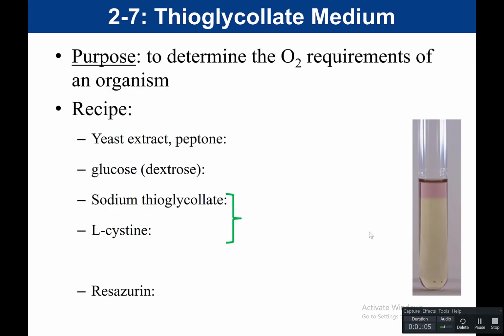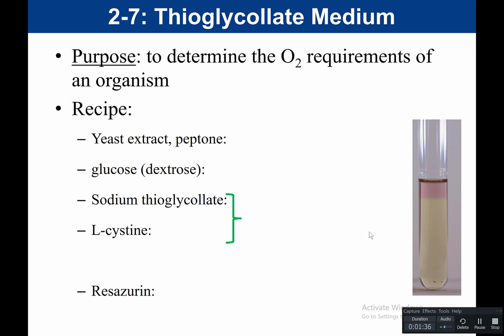So before we talk about those terms, there's another part to this experiment that I'm going to include in this video rather than a separate video, and that is the thioglycolate media. The purpose of this experiment is to determine the O2 requirements of an organism. Similarly to what we saw for the anaerobic jar, but this actually gives us a little bit more information. And so let's talk about what is in our thioglycolate broth.